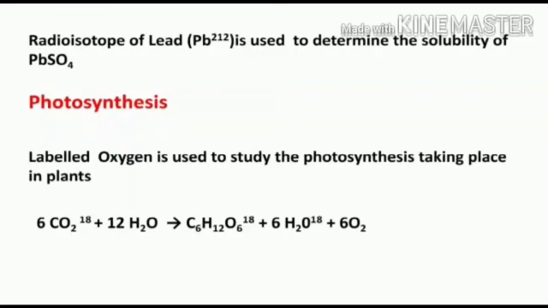What we do is, water is made to react with carbon dioxide containing oxygen 18, and it is found that the oxygen evolved does not contain oxygen 18. That is, oxygen 18 present in carbon dioxide goes to sugar and water, while water is evolved as free oxygen. Thus, oxygen evolved in this process of photosynthesis comes from water and not from carbon dioxide.